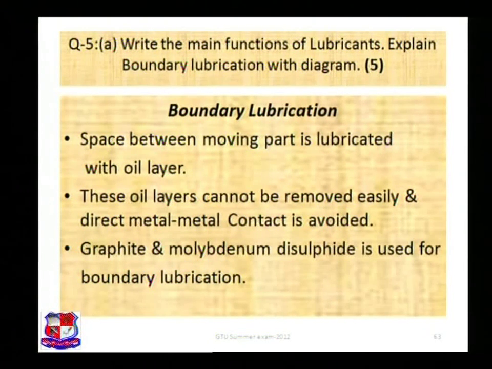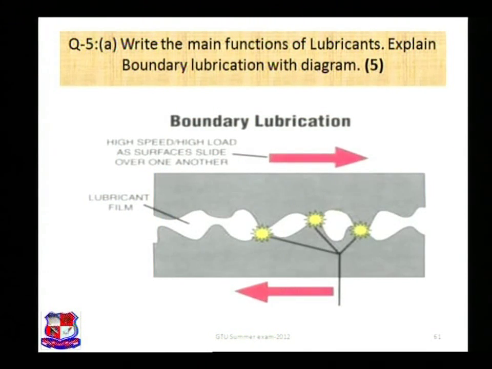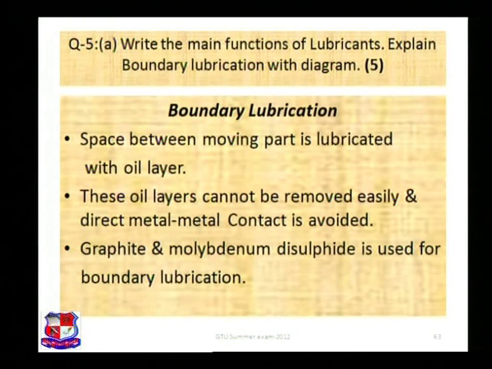The space between moving parts is lubricated with an oil layer. This oil layer cannot be removed easily and direct metal contact is avoided. In the diagram you can see here, the space between moving parts is actually lubricated. You can see the lubricant film that is applied between the two moving parts as shown in the diagram. So these oil layers cannot be removed easily and direct metal contact is avoided. Graphite and molybdenum disulfide are used for boundary lubrication. Okay, so this one has to be remembered. MoS2 and graphite, these two are the examples.